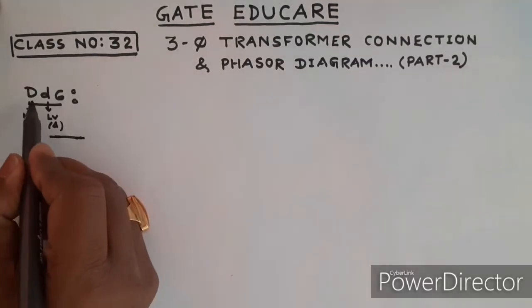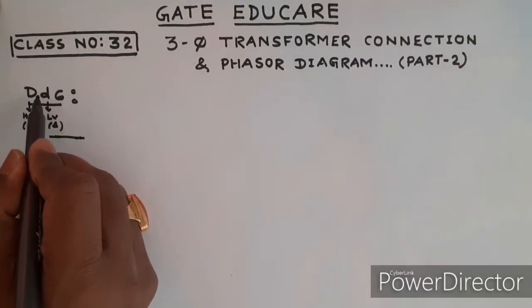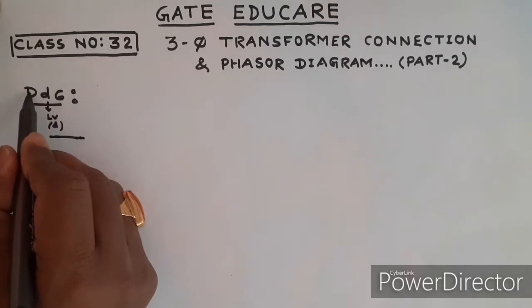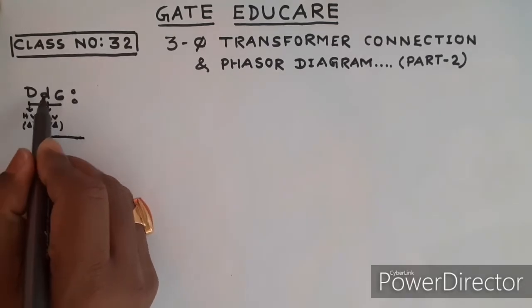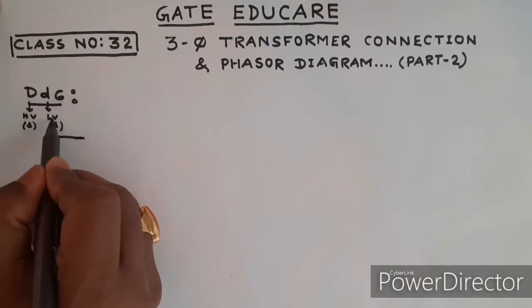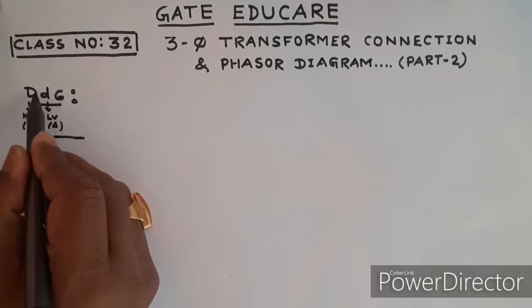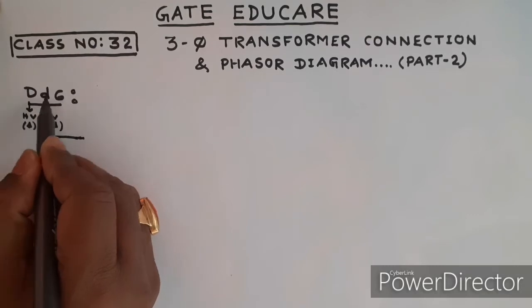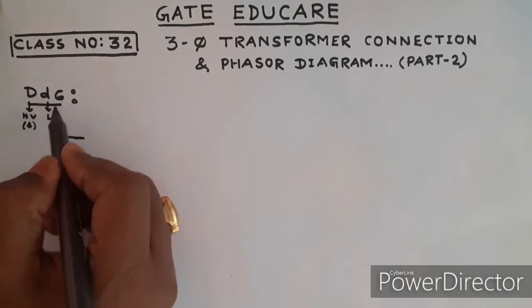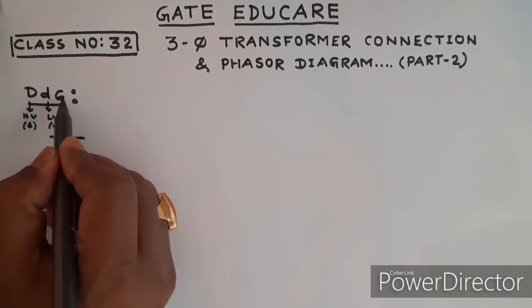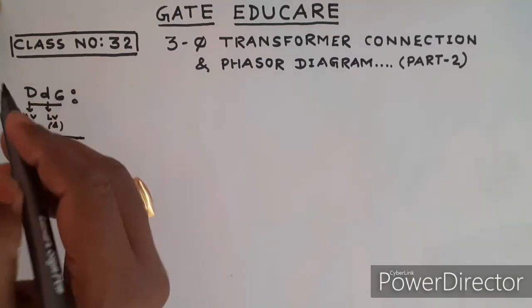Let's start the connection and phasor diagram of the three-phase transformer DD6. Capital D means high voltage, small d means low voltage, and D means delta. That means high voltage will be delta connected and low voltage will be delta connected. And 6 means 180 degree phase difference, as explained in the part 1 class.